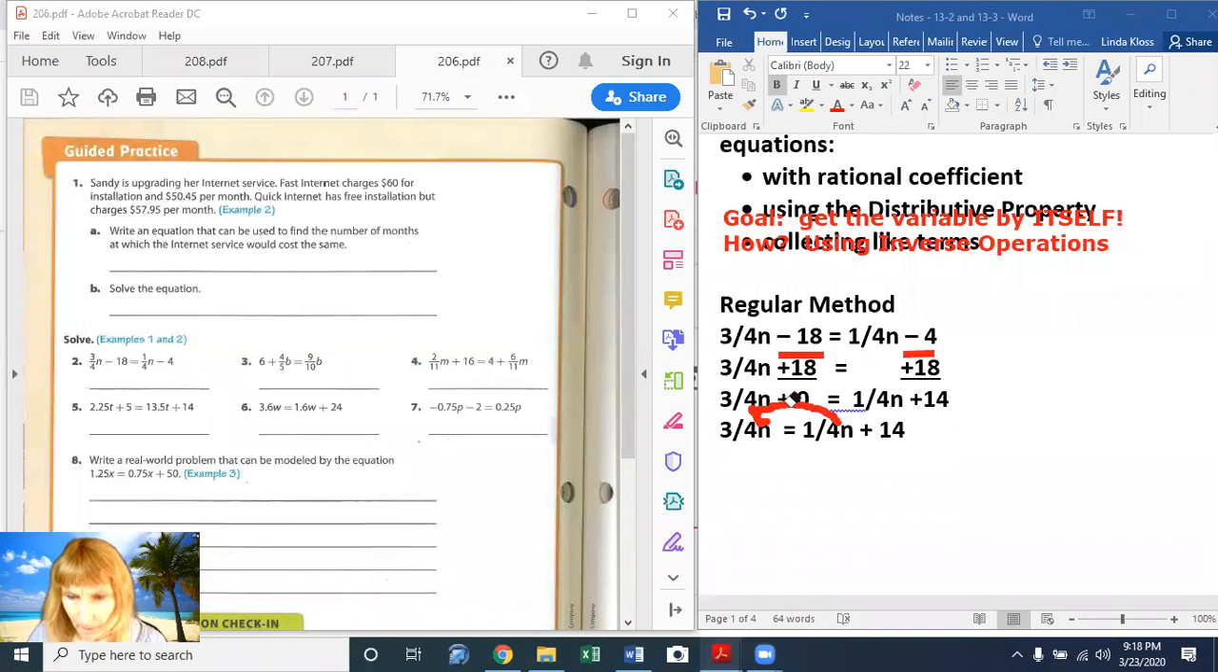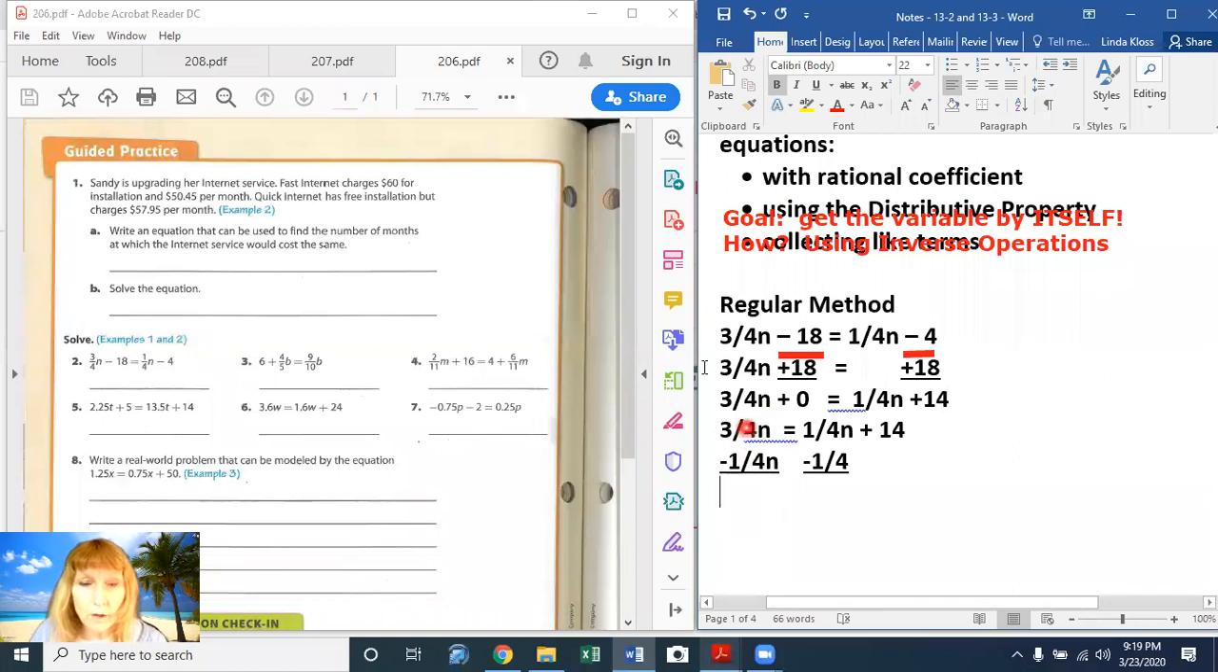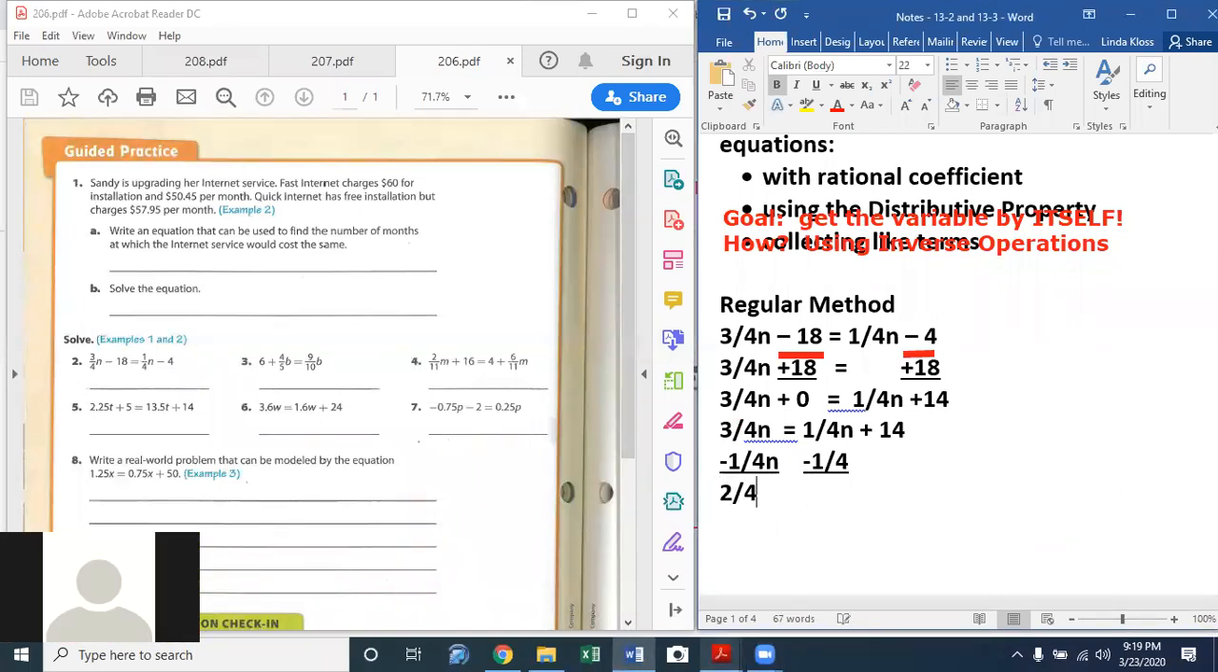I am going to use inverse operations. I am going to subtract 1/4 n from both sides of the equation. Whatever you do to one side, you must also do to the other side. So if I do that, I now have 3/4 minus 1/4. What is 3/4 minus 1/4? Exactly, 2/4 n equals, now my 1/4 and my negative 1/4 is going to end up being 0n plus 14.